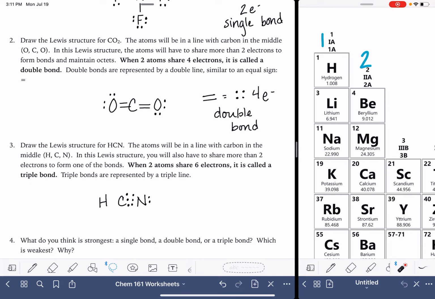We want to replace those dots with lines. There's a single bond, the sharing of 2 electrons. And then here, where we have 6 electrons being shared, we're going to use 3 lines. 3 lines, which represents 6 electrons, which we call a triple bond.